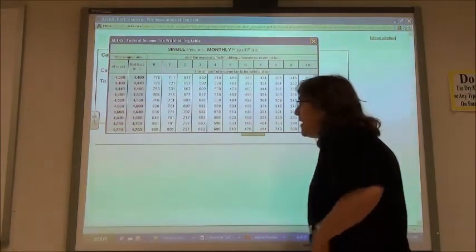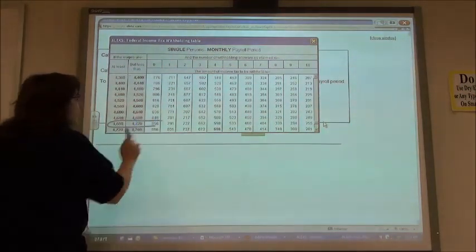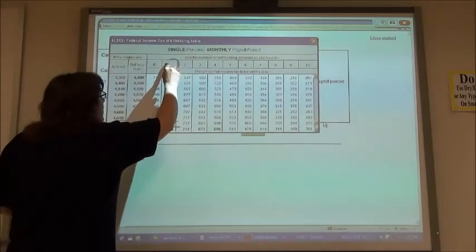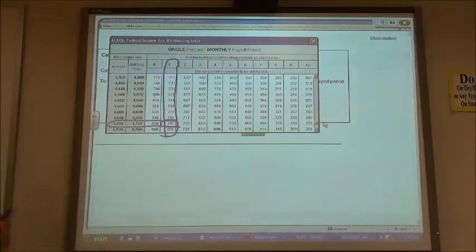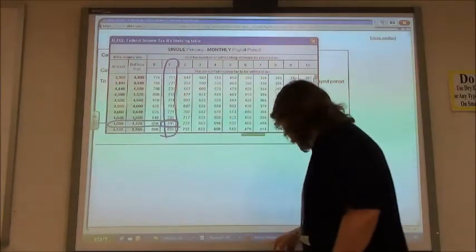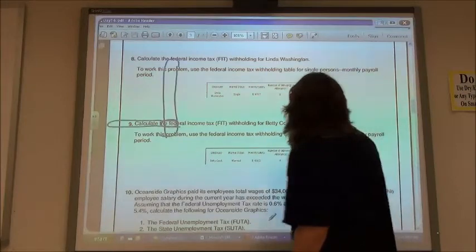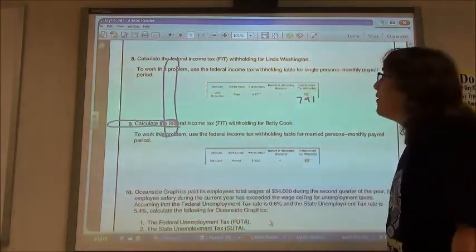$4,707 would be in this section here, $4,680 to $4,720. We were just doing one withholding allowance, so if I go down from one, at my intersection there, $791 would be the amount of the withholding. And so we just look at our table there, $791. And so $791 is what we're going to go ahead and type in there for number 8.